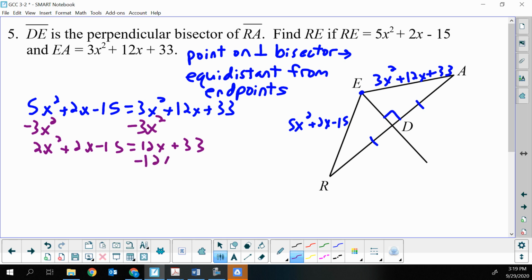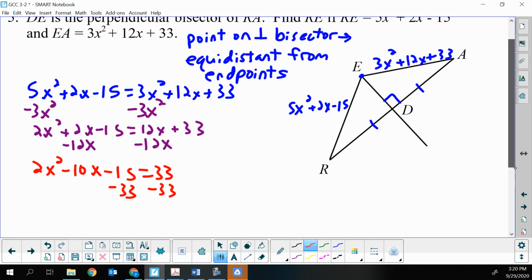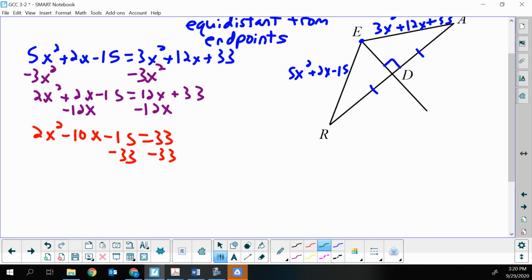We can subtract the 12x over. And that'll give us 2x squared minus 10x minus 15 equals 33. And we can subtract the 33 over. And that'll give us 2x squared minus 10x minus 48 equals 0.